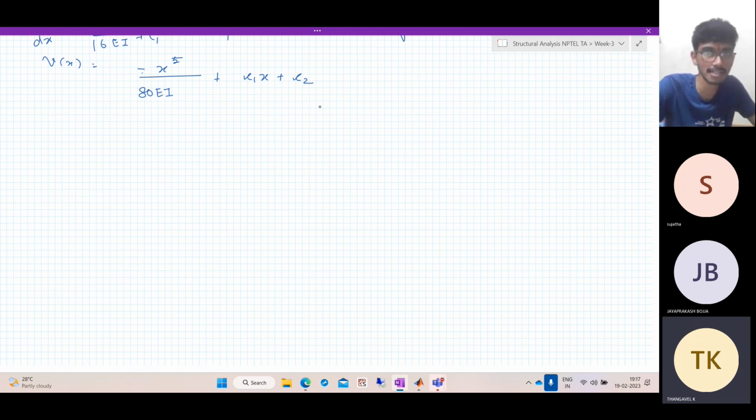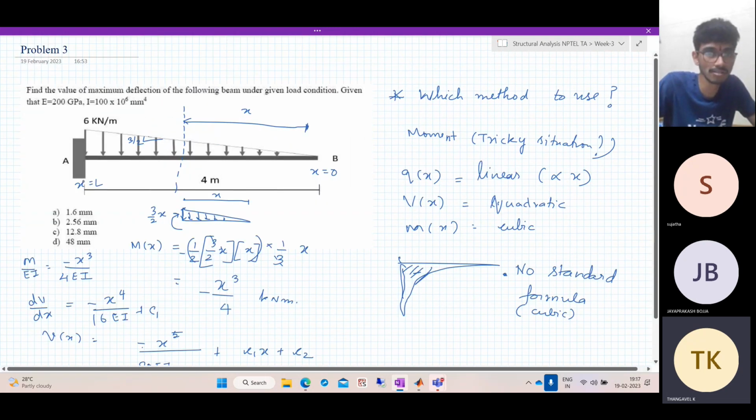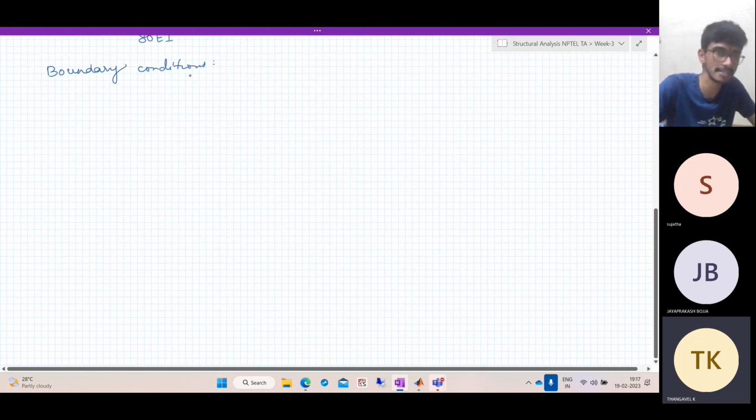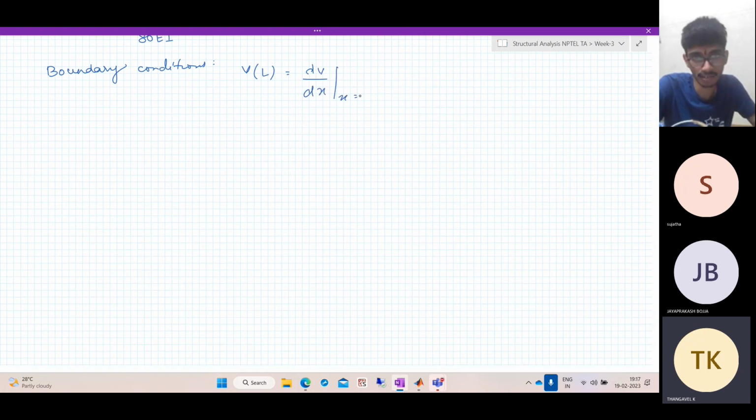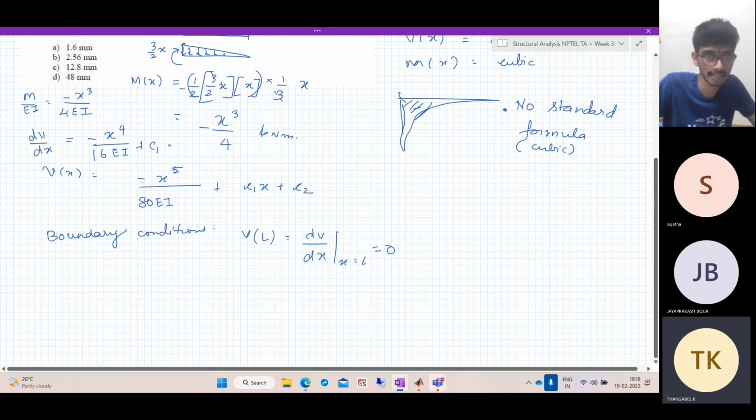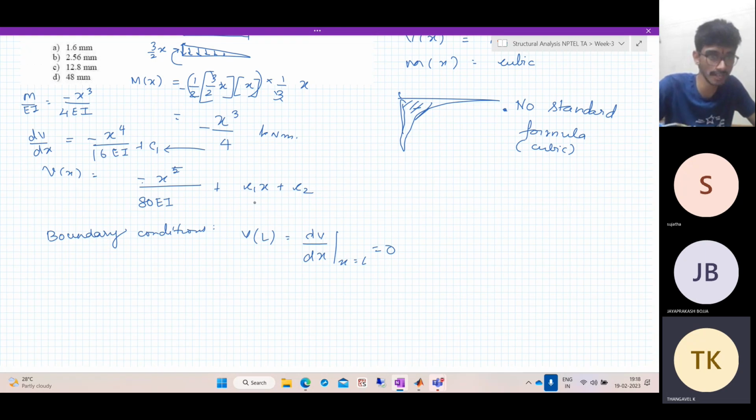Now what are the boundary conditions? C1 and C2 are unknown. At the point L, both the slope and the deflection are 0. So the boundary conditions are v of L equal to 0 and dv by dx at x equal to L equal to 0. So what is dv by dx at x equal to L? We get C1 minus L power 4 by 16 EI equal to 0, which means C1 is L power 4 by 16 EI.